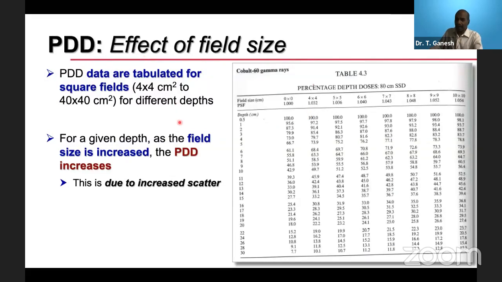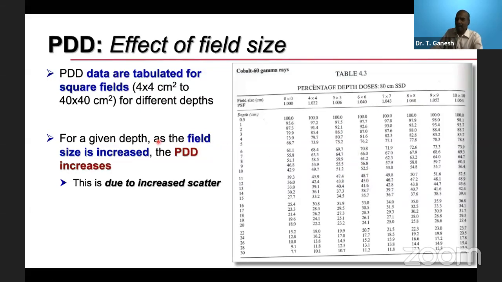Effect of the field size. As I told, the periodic data are normally tabulated for square fields starting from 4 by 4 to 40 by 40 for different depths. These are the different depths, and these are the different field sizes, and for different field sizes at different depths, these are the PDD values that are given.